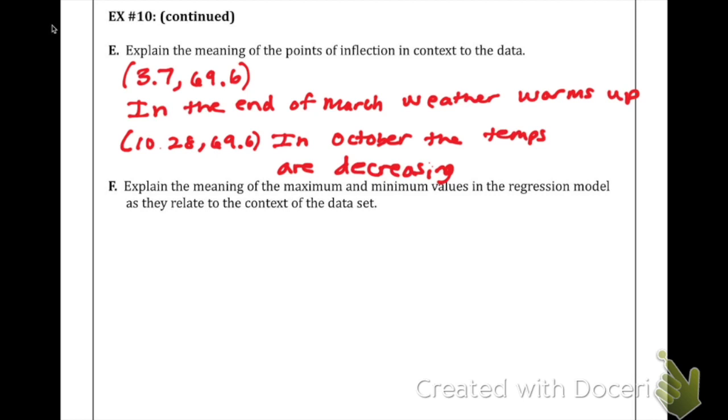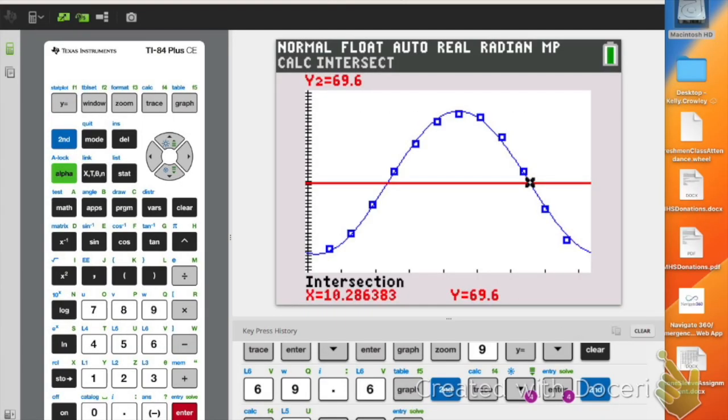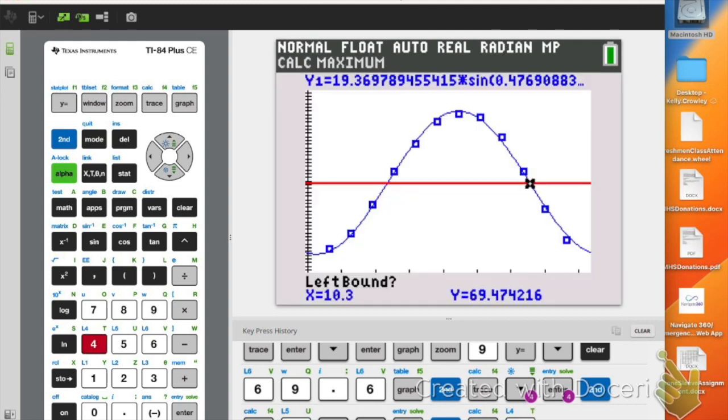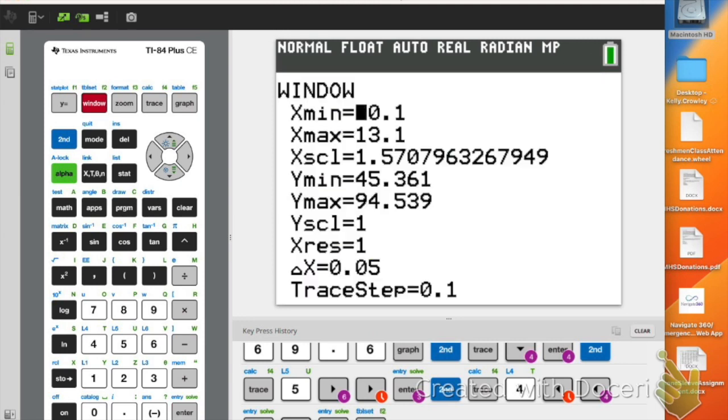All right, for F, explain the meaning of the maximum and minimum values in the regression model. Okay, so let's use our calculator to come up with our max. Second trace, maximum. Let's get the interval that I want the calculator to find the maximum between. So maybe as such. So we have a maximum at about 7, at 88. So month 7 is what, July? We're going to get a maximum temperature of about 88.97.